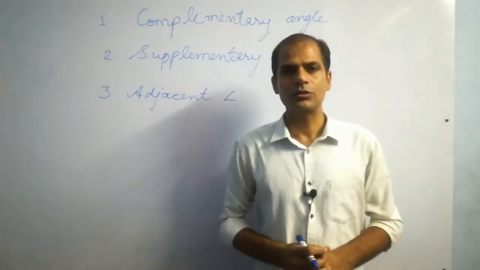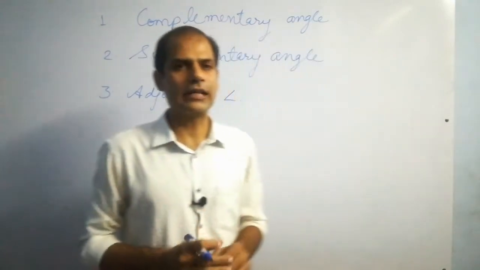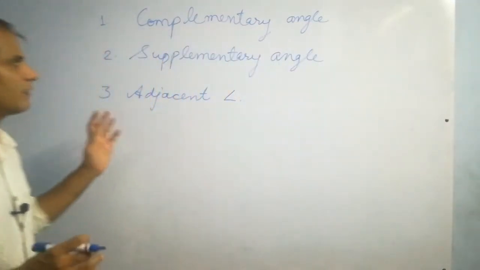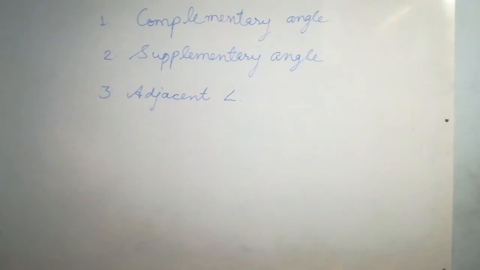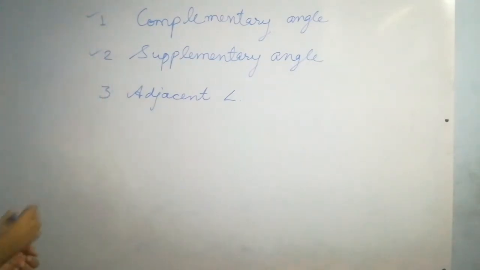In the last video, you learned about angles and their types. In this video, I will tell you some other angles. These are very special. As you can see, I have written three types of angles on the board. First is complementary, second is supplementary, third is adjacent angle.